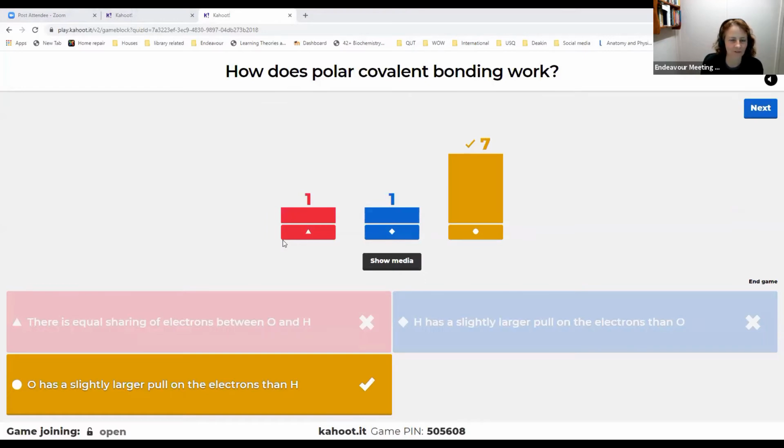Okay, so 7 of you said that oxygen has a slightly larger pull on the electrons, and we did see that oxygen is more electronegative, so that's why it has the stronger pull on the electrons, whereas hydrogen is less electronegative, so it doesn't pull on the electrons as much.